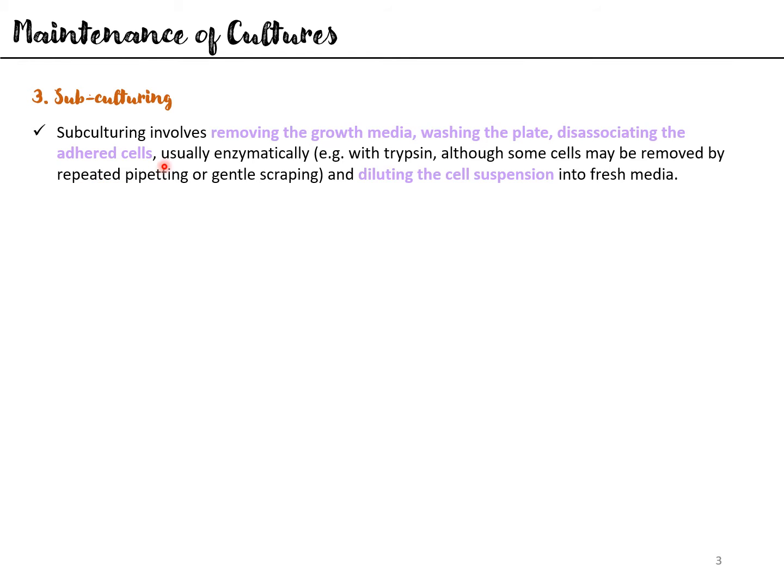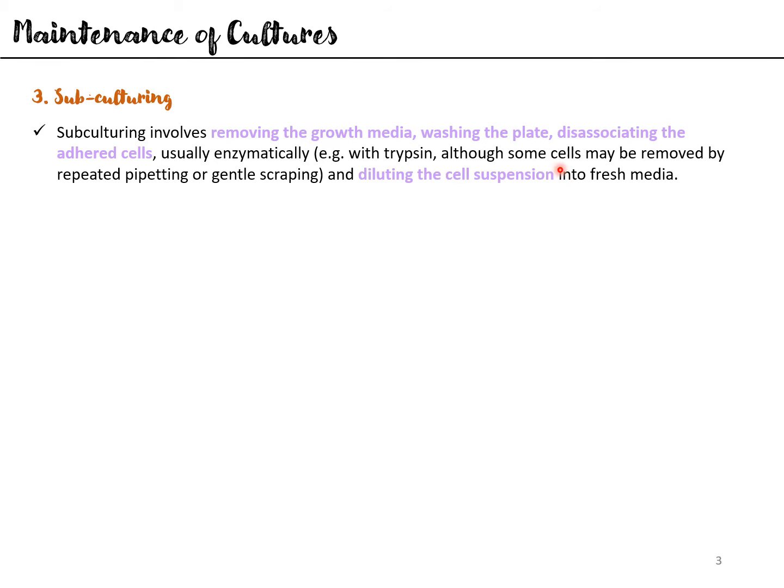Now this dissociation can be done either enzymatically, and preferentially it is done enzymatically, but it can be done mechanically as well. So enzymatically you can do it by using trypsin. So what is trypsin? It is a protease. It will cleave the cell surface proteins, and in doing so it will cleave those cell surface proteins that are required for attachment of the cells to the cell culture plate surface. So now your cells would easily detach from the surface.